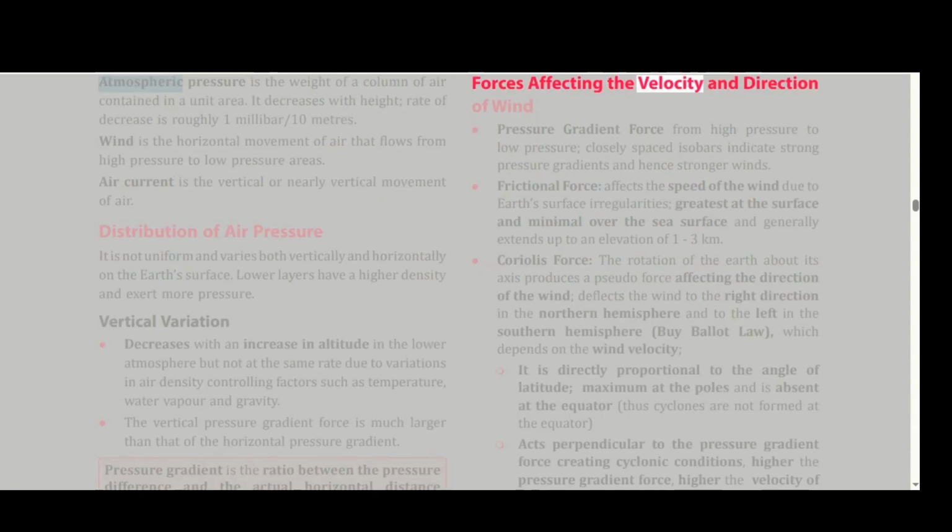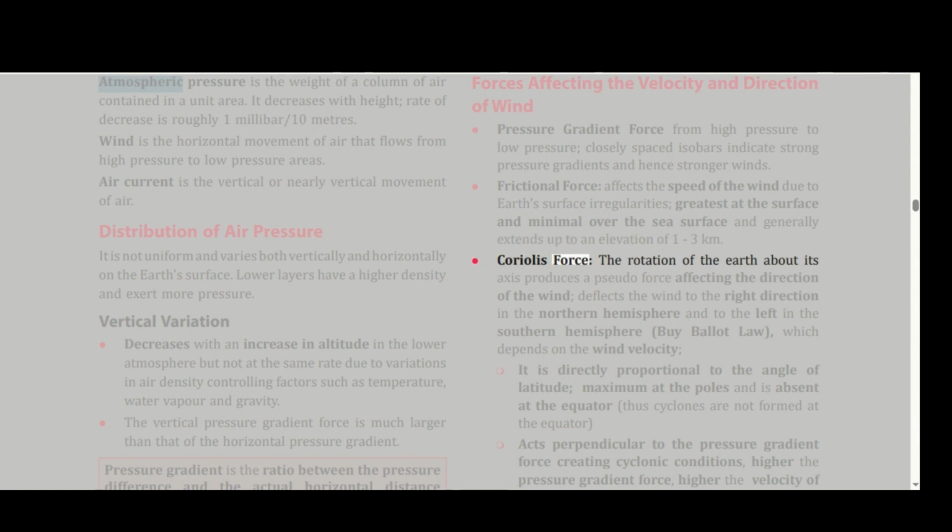Forces affecting the velocity and direction of wind. Pressure gradient force from high pressure to low pressure. Closely spaced isobars indicate strong pressure gradients and hence stronger winds. Frictional force affects the speed of the wind due to Earth's surface irregularities, greatest at the surface and minimal over the sea surface, and generally extends up to an elevation of 1 to 3 kilometers.